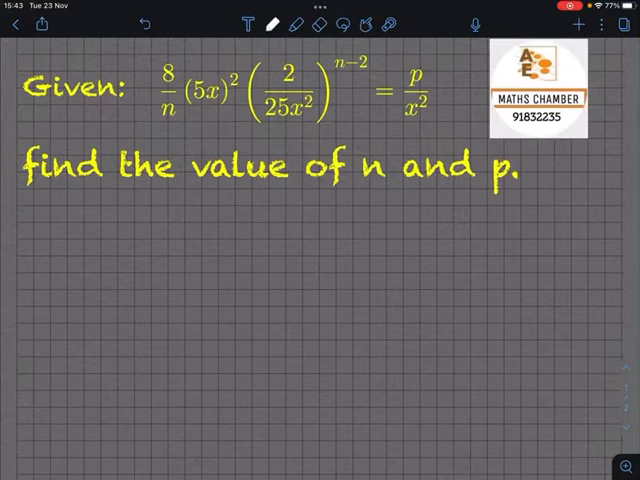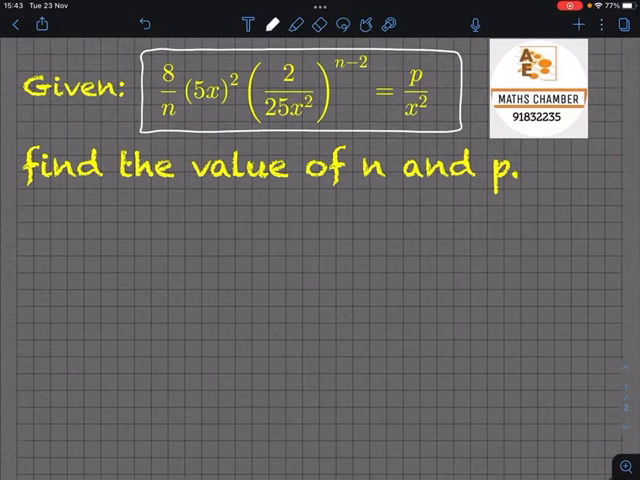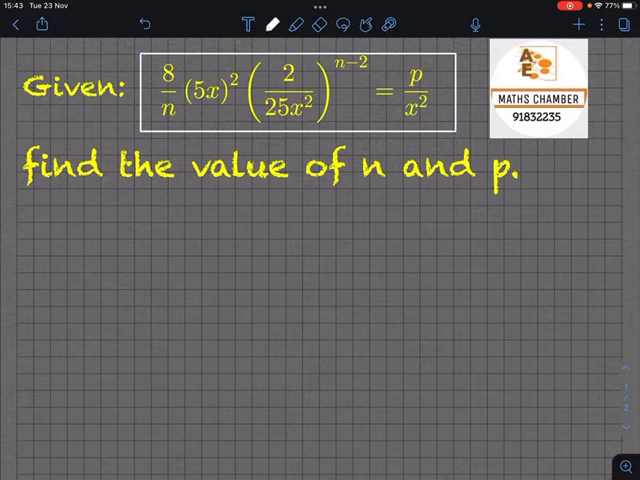The question from my student here. Given this equation, we are required to find the value of n and p. So let's help this guy.